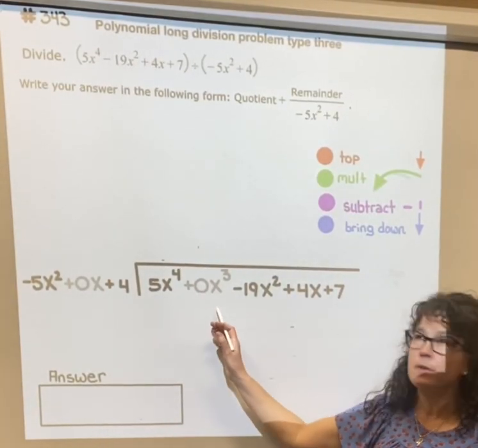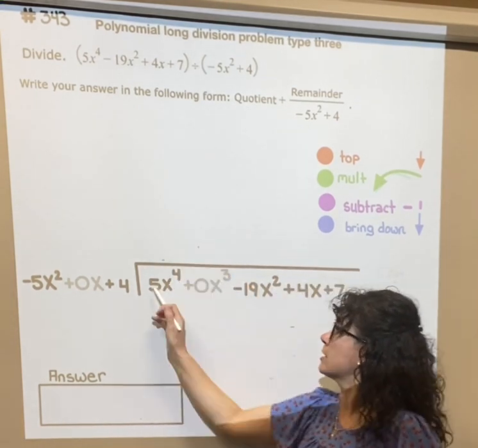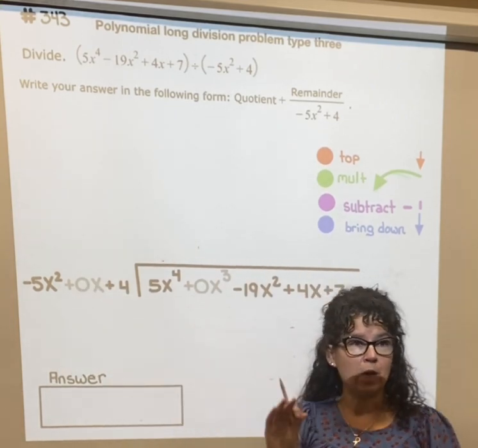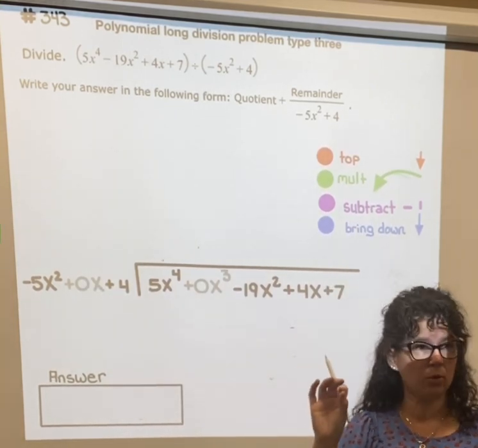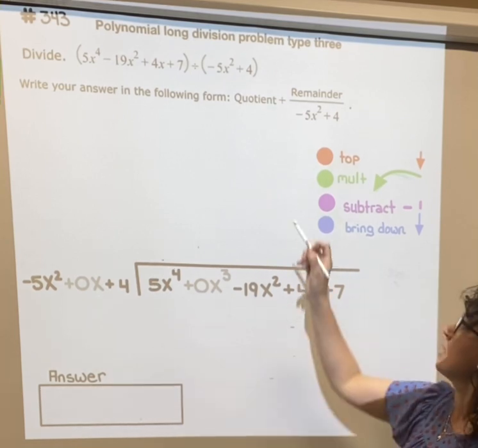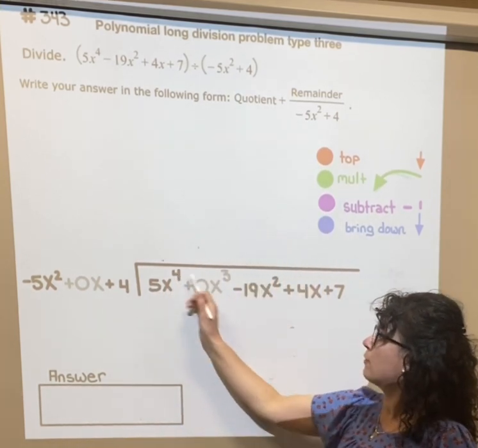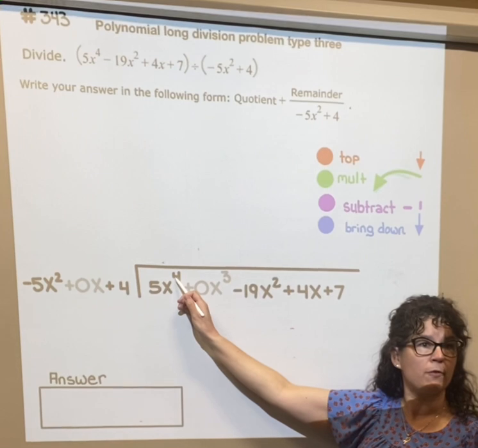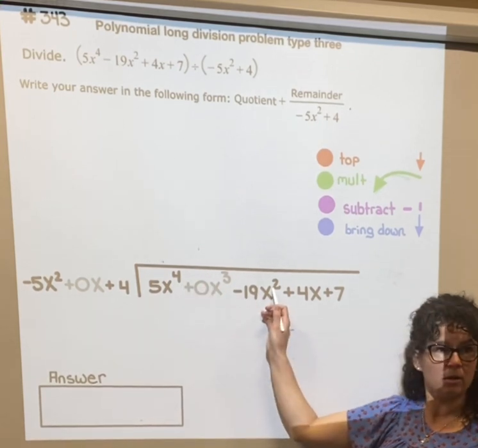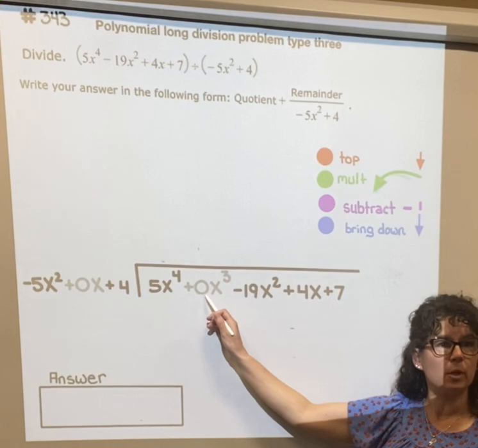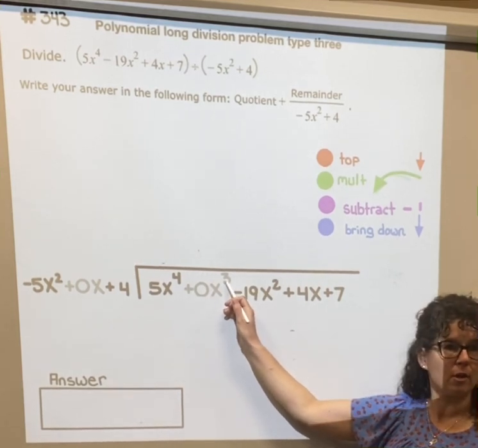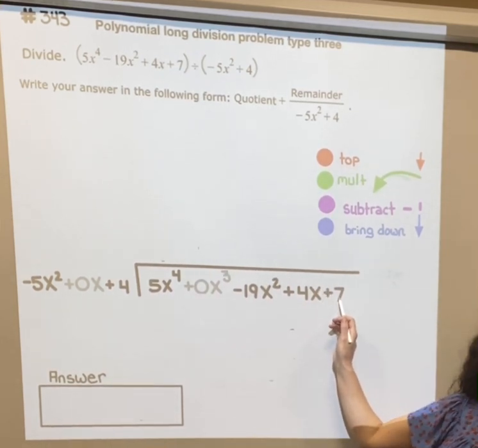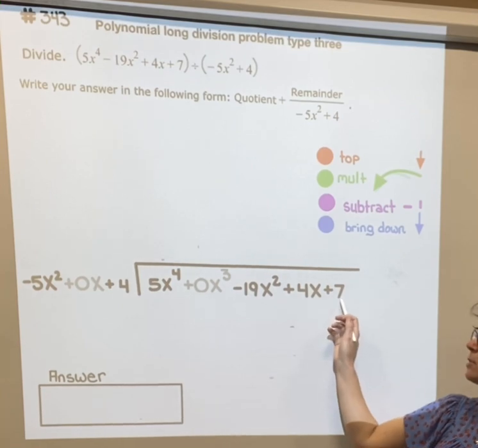When you want to set up the division problem, what comes first goes here, and what comes second goes here. But you've got to make sure that all of your placeholders are there. This one had 5x to the fourth, and then it says minus 19x squared. It jumped from the fourth power to the second power, so I needed a placeholder. I need to put plus 0x to the third. I should now have 4, 3, 2, 1, and then 0 is my degree of that one, so 7.